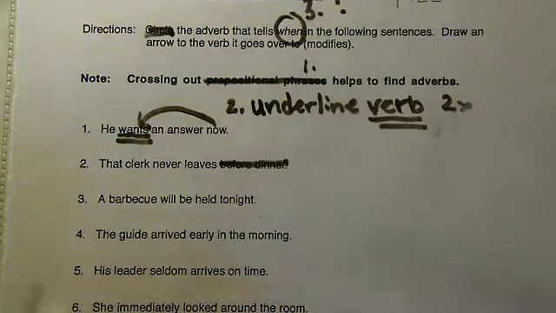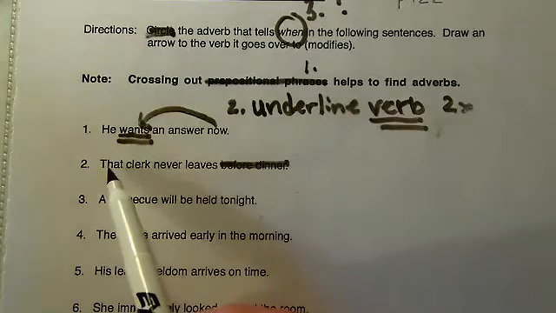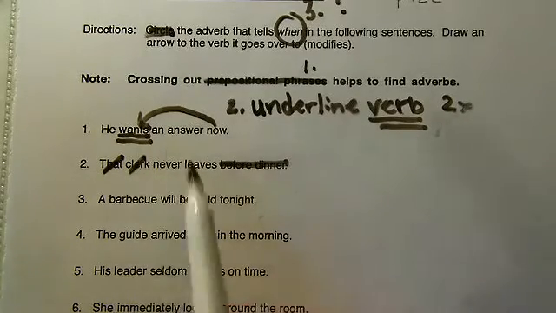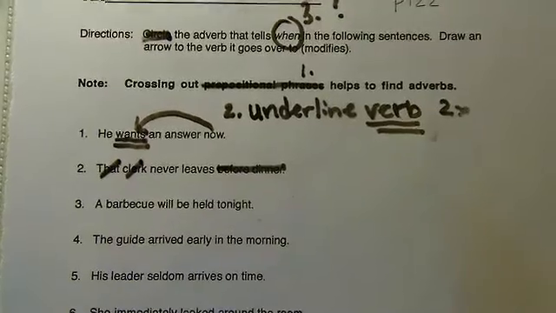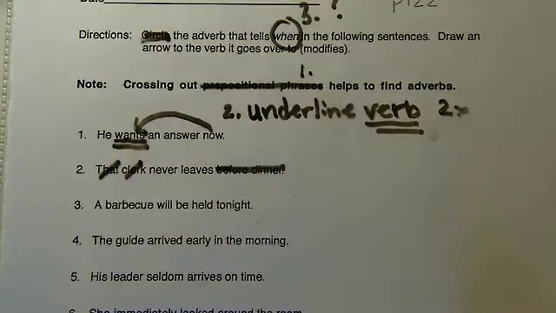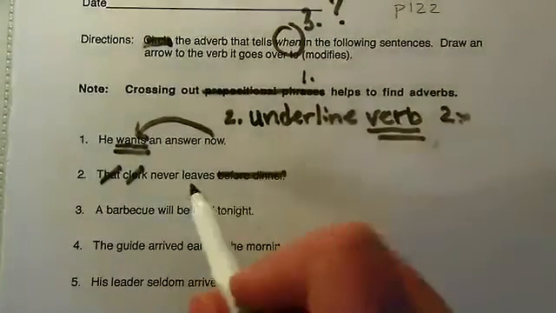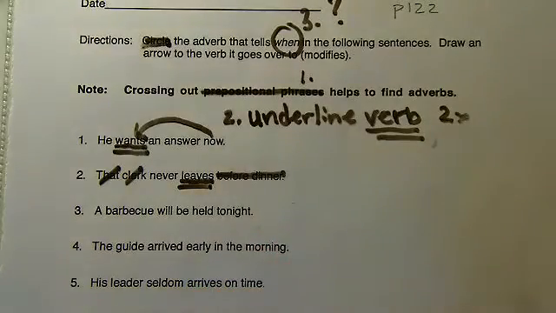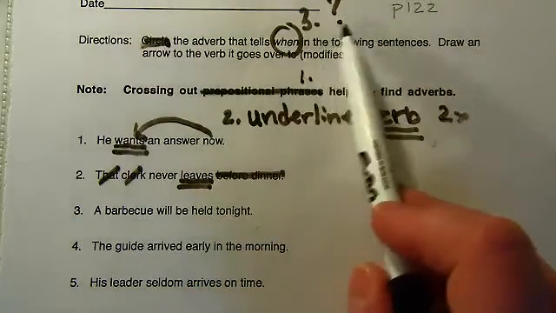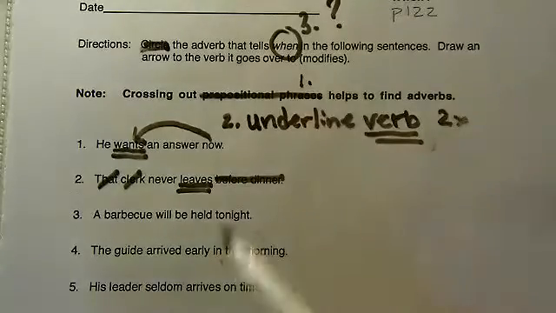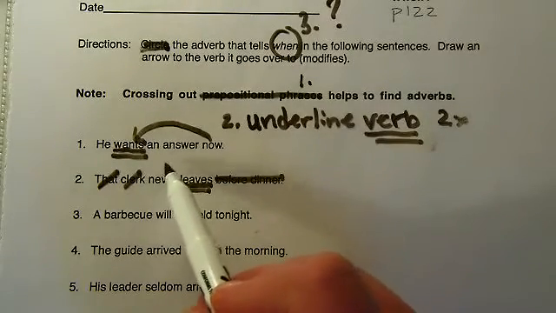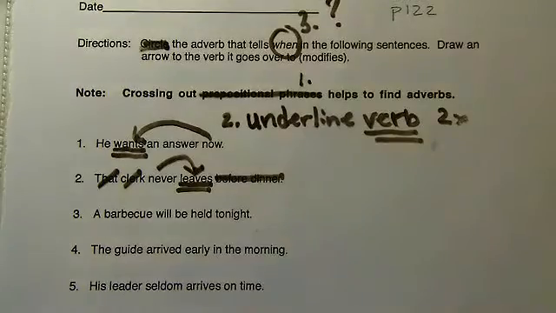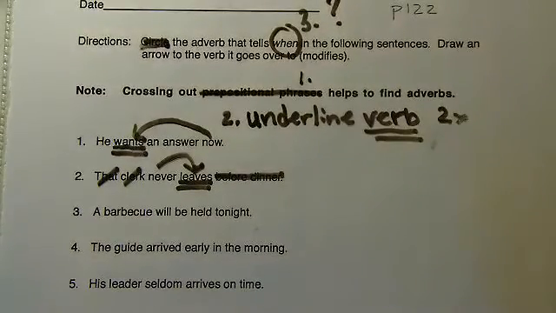If you're confused, I would say, well, I know that is an adjective and clerk is a noun. So I have 2 words to choose from. Which one is the verb? Well, it's leaves. So we ask ourselves now, when did they leave? And the answer was never. So we're going to draw a line from the adverb to the verb because that's what it's modifying.